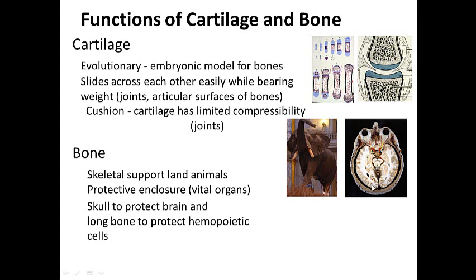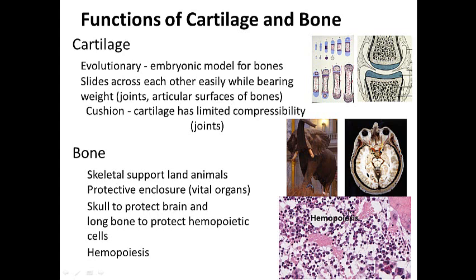Here we see the human with a skull protecting the brain, and it's in the bone marrow that we have hematopoiesis. Hematopoiesis is where blood cells are made. So cartilage is a structural support, but in the adult you also see it as a slippery surface that allows movement in joints, and bone is a major supporting structure of the body.